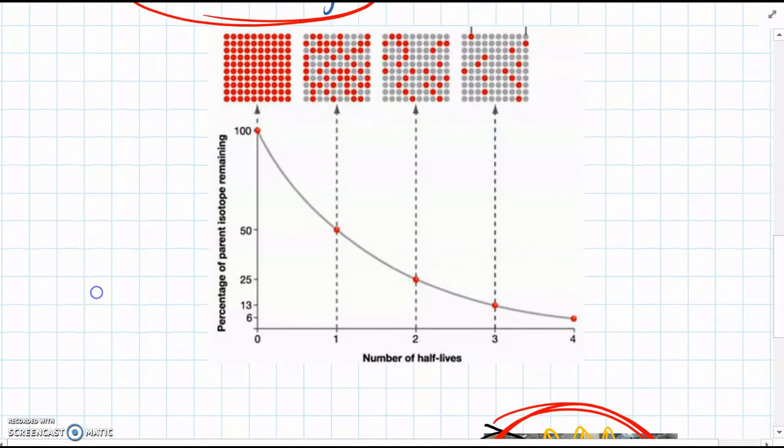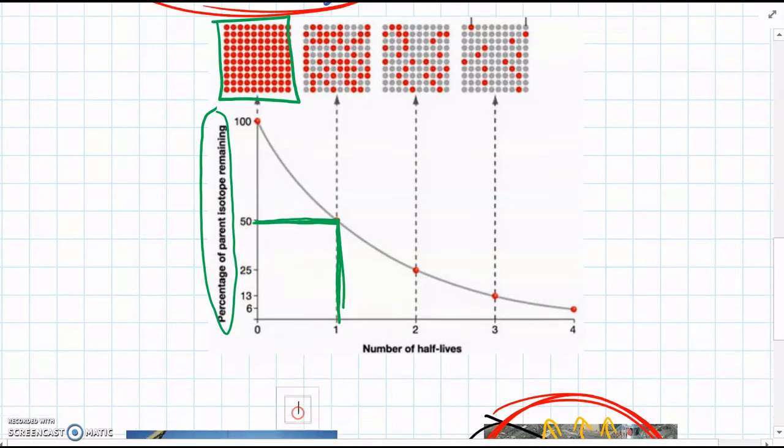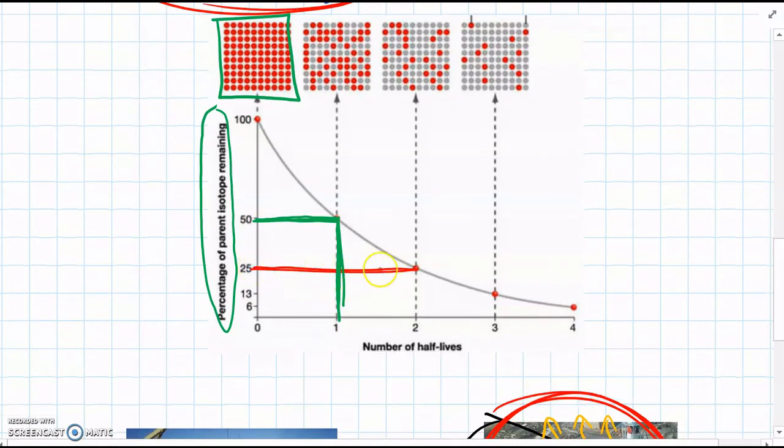So lastly, we can look at a graph version of half-life, which can help us to picture what's happening. On our graph, we can look at the percentage of the isotope that's radioactive still remaining. We've got 100% at the start, and then after one half-life, there's only 50% remaining. So that time there is one half-life. Then when half of that has decayed, we're down to 25% remaining. That's 2 half-lives. Half of that is 3 half-lives, and so on.